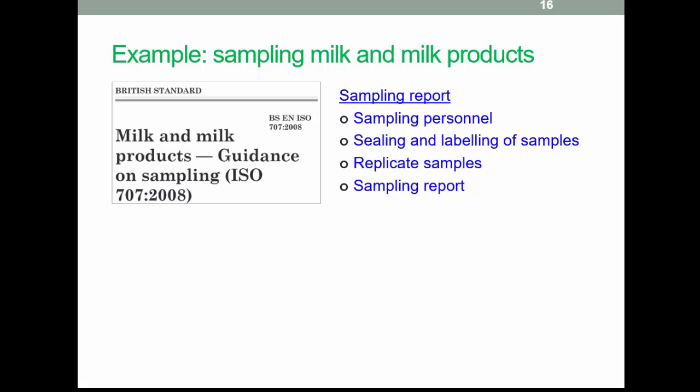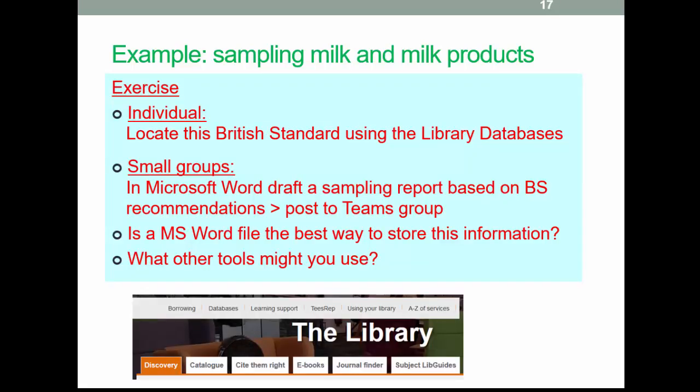So I've got a little exercise coming up here for you to do. Individually locate this British Standard using library databases. In small groups, in Word, draft up a sampling report based on the British Standard recommendations and post to the Teams group. And then we'll analyse it in our usual way for these sorts of things. We'll do a sort of team analysis based on 2 thumbs up and a wish: 2 things we really like about it, and 1 thing we think would make it even better.